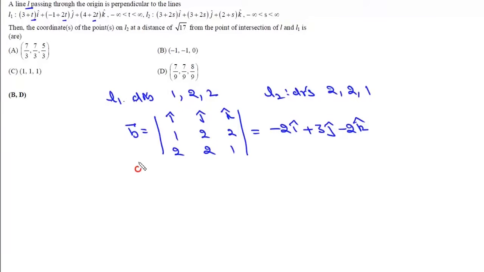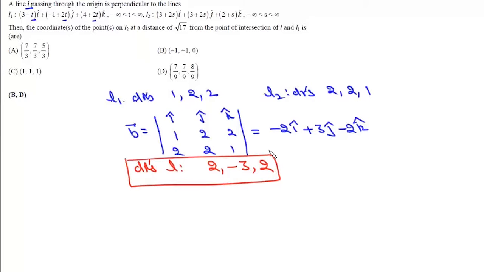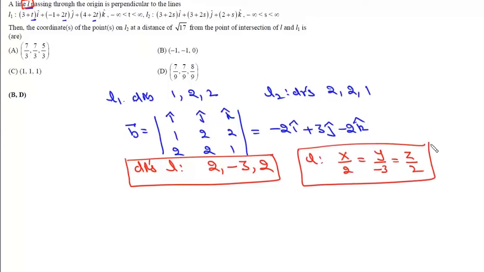So basically we can write direction ratios of this line L as 2, minus 3 and 2. So now we have direction ratios of this line, and this line also passes through origin. So equation of this line L will be x upon 2, y upon minus 3 and z upon 2. Now we need to find point of intersection of L with L1.